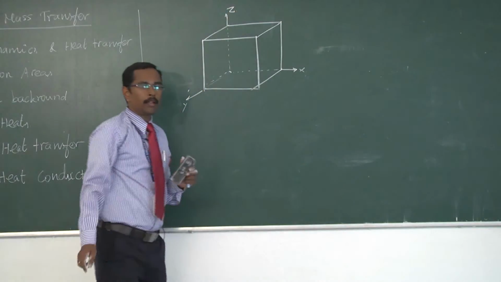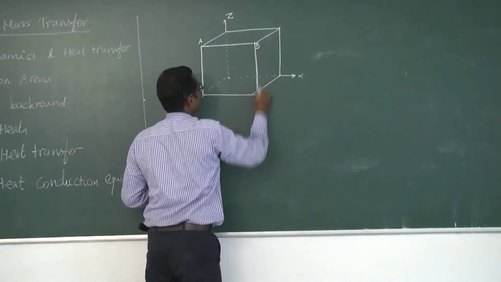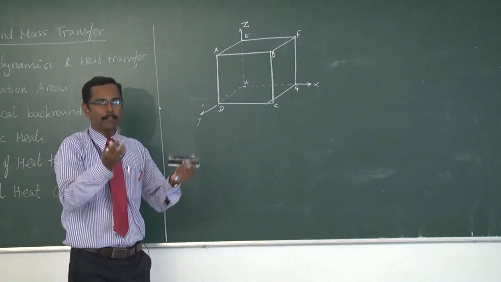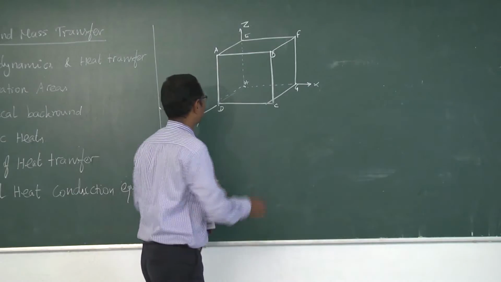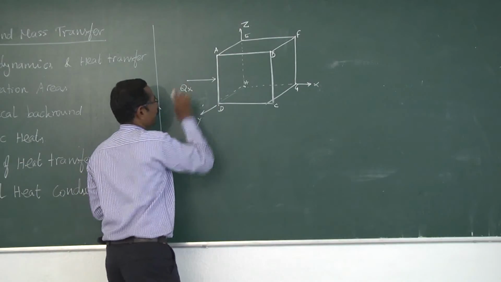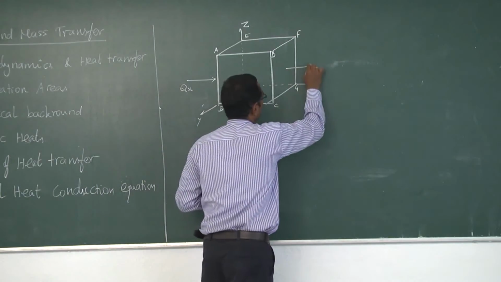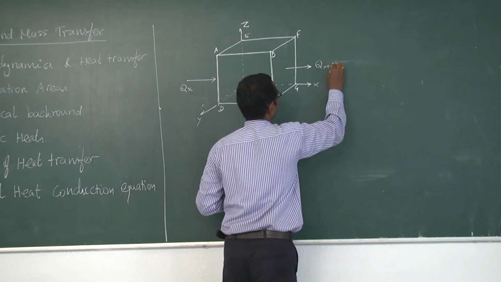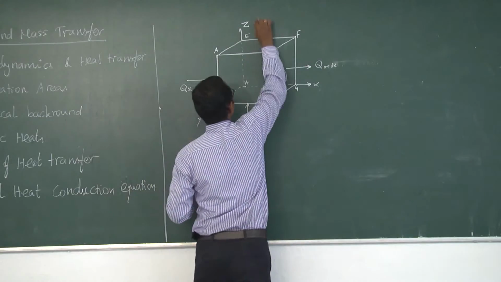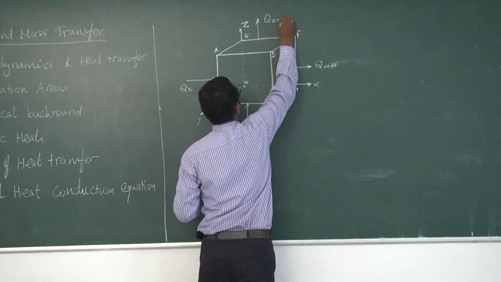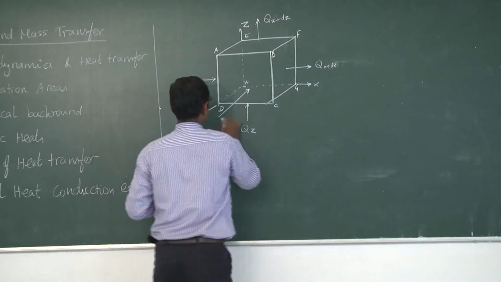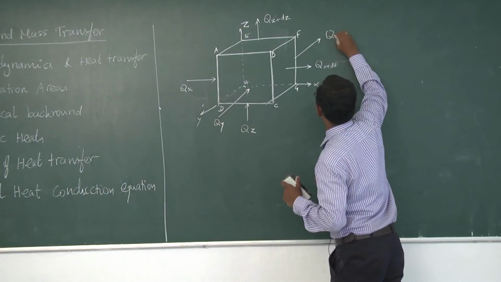In this Cartesian coordinate, I can say the points are A, B, C, D and E, F, G and H. This is an element taken from a cubical body, a small element that I have taken for this purpose. For the face A, E, H, D, the heat conducted into the element will be Qx. In the opposite face, the heat conducted out from the element is Qx plus dx. In the z direction, the heat conducted into the element is Qz, and the heat conducted out is Qz plus dz. In the y direction, the heat conducted into the element is Qy, and in the opposite direction Qy plus dy.